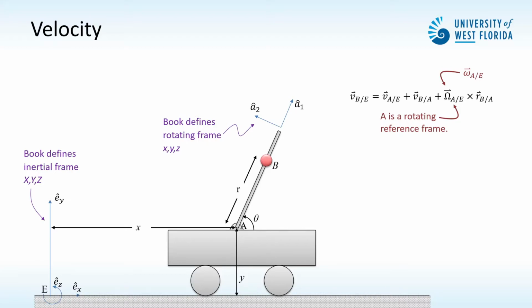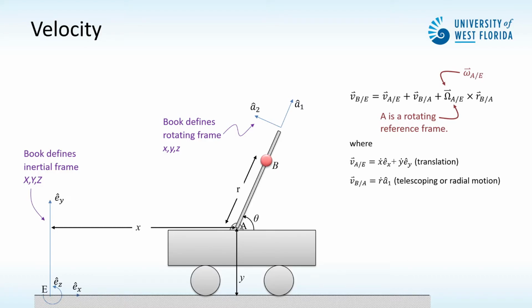So to use the velocity equation, just realize that the velocity of A with respect to E refers to the translation of point A as seen from the E reference frame. The velocity of B with respect to A refers to the telescoping motion. Be careful with this. Students often find it confusing, so make sure you understand why this is r dot a1.